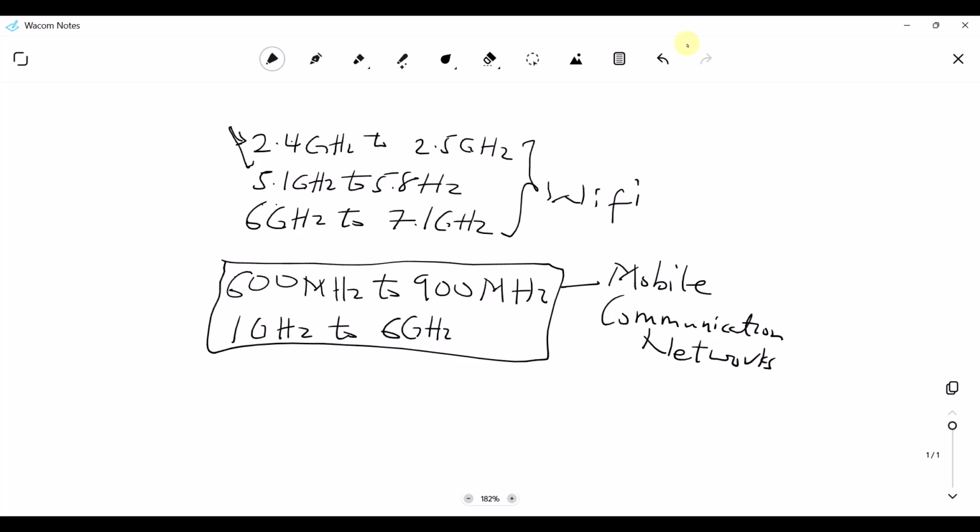So every signal has a frequency range, and the higher the frequency range, the higher the bandwidth. So Wi-Fi devices that operate at 2.4 to 2.5 have a lower data rate than the ones that operate at 5.1 to 5.8, sorry. And then 6 gigahertz to 7.1 gigahertz is the fastest Wi-Fi we have so far, because they have higher frequencies, so the data rate will be higher.